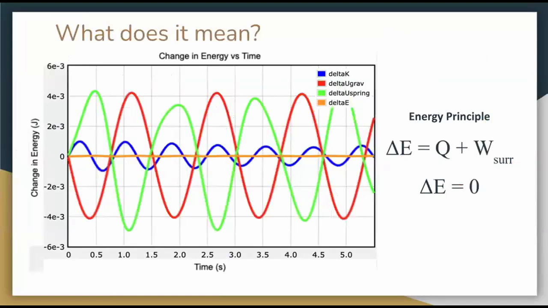And here is Trinket's graph of our system's change in energy. As we can see, all of the changes in the different types of energies in our system add up to give us zero. This means that for our computational model, the energy principle is satisfied.